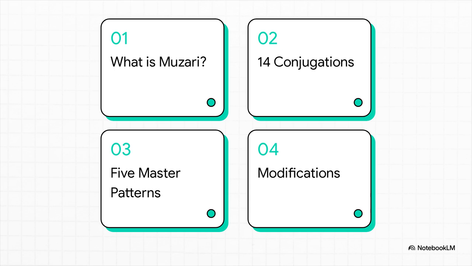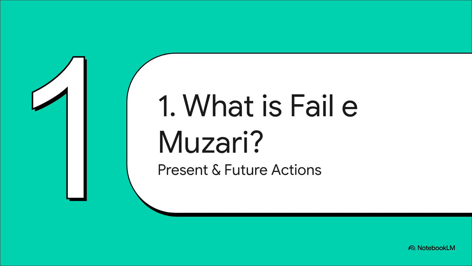So here's our game plan. We're going to tackle this in 4 clear steps. We'll start with the basics, then look at all the verb conjugations, and then, this is the best part, we'll show you the patterns that make mastering this whole thing so much easier. All right, first up, let's build a solid foundation by defining exactly what we're working with here.